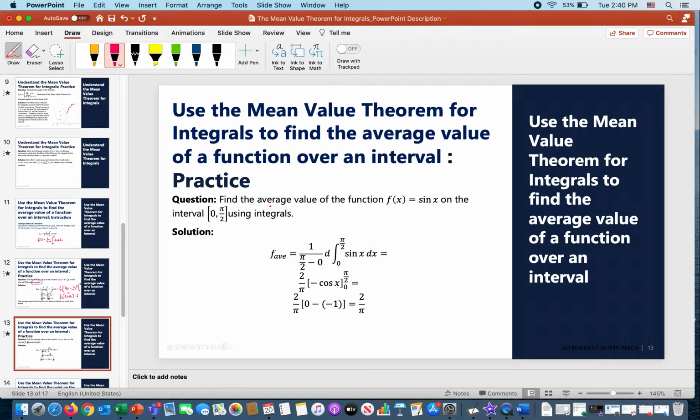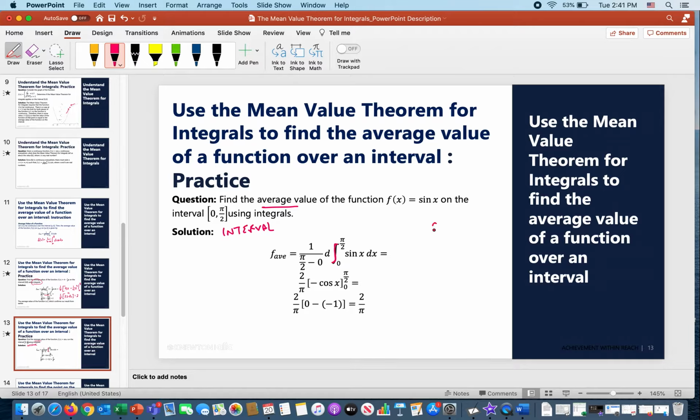So in this one, we're finding the average value of sine x on the interval 0 to pi over 2. By the way, I'm saying interval, and this thing right here is an integral. So we have 1 over b minus a, 1 over pi over 2, and we're integrating sine x dx from 0 to pi over 2.